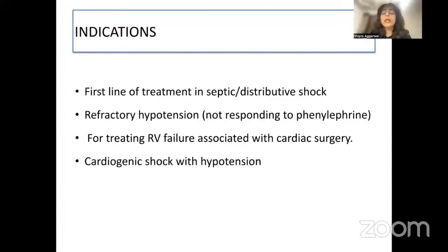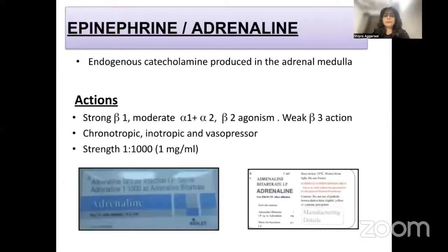Because of this reason that the use of noradrenaline is not associated with tachycardia, it has become the first line of treatment in any vasoplegic, septic or distributive shock. It is also used in patients with cardiogenic shock where dobutamine cannot be used alone, like cardiogenic shock with hypertension. So there either noradrenaline is used alone or in conjunction with dobutamine.